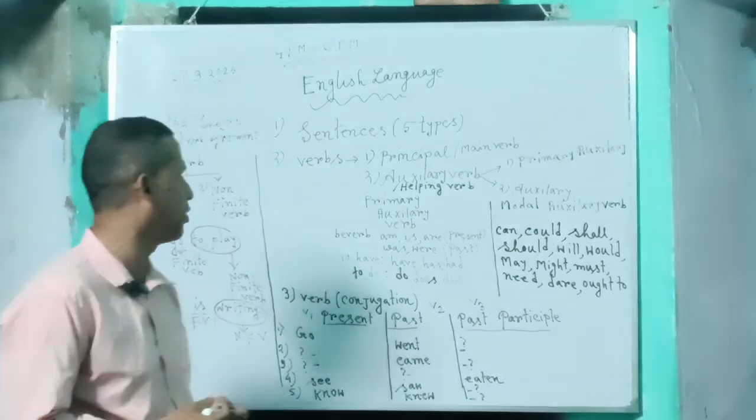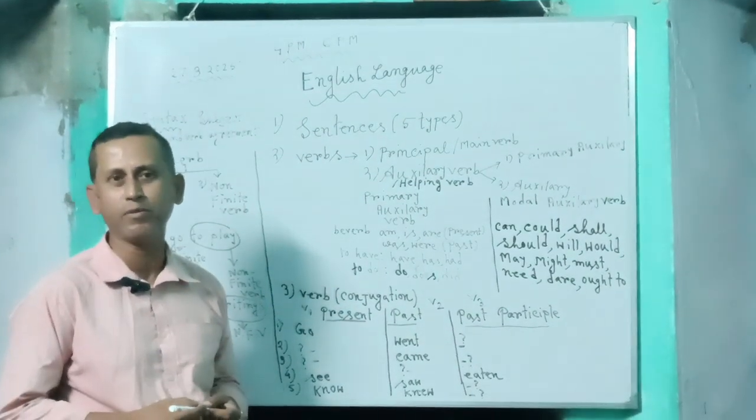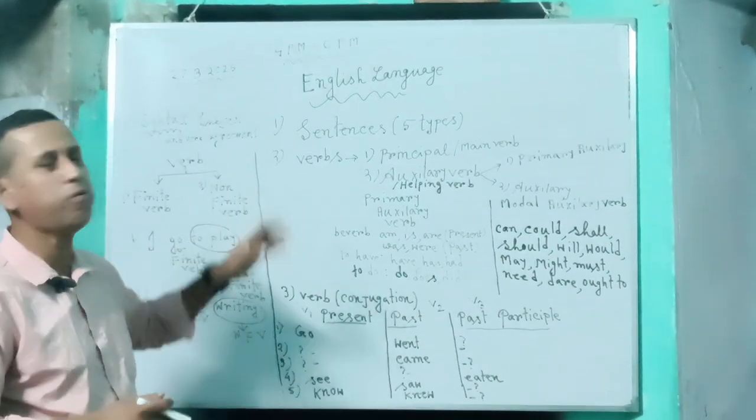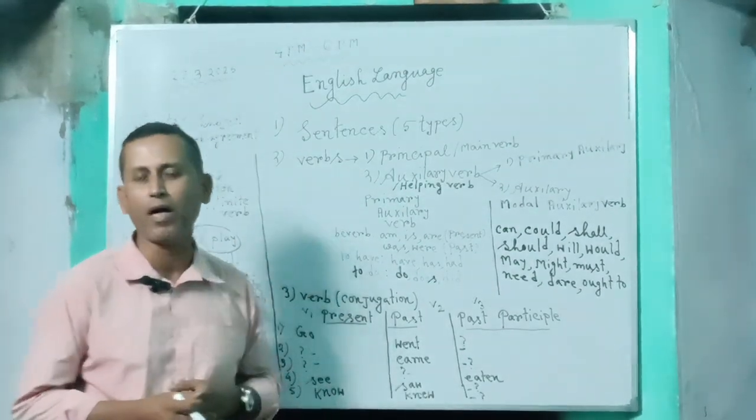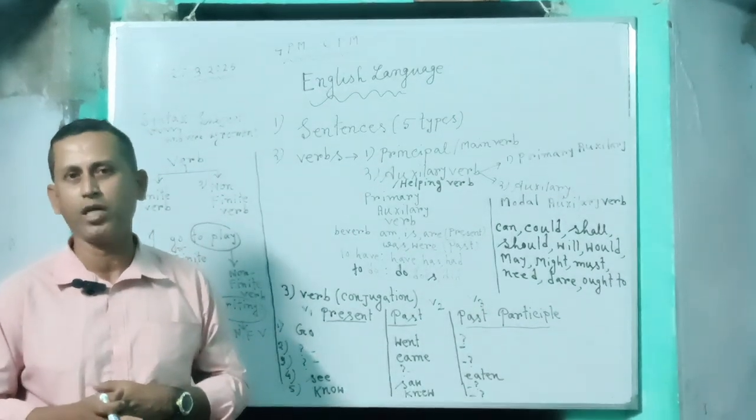In this video, I want to explain verbs. There are two kinds of verbs in English grammar. Number one is the principal verb and number two is the auxiliary verb.